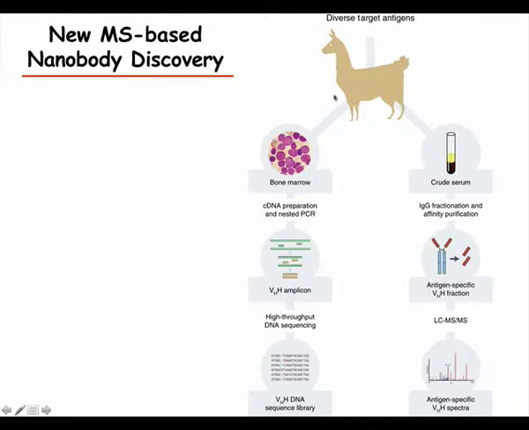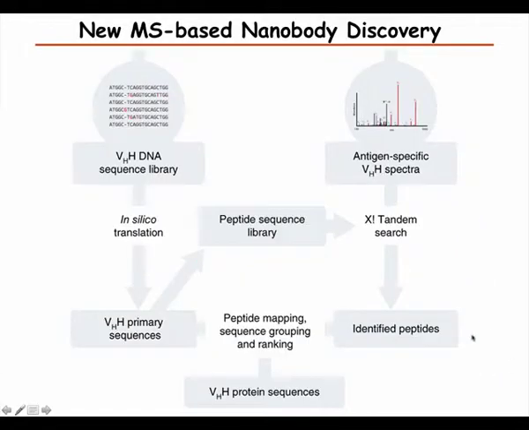And then from the blood, we fractionate and select the fraction with the single chain antibodies, and then do sequencing with mass spectrometry. And then we have our library that we can then translate after cleaning it up a little bit to get the peptide sequence library that we can then search with a standard search engine like Xtandem.